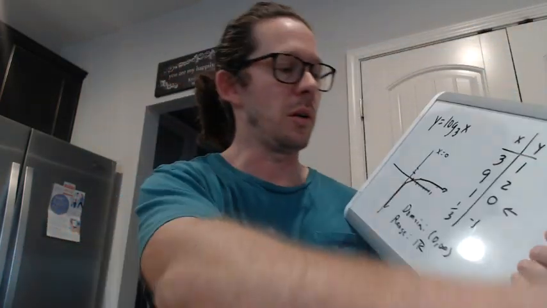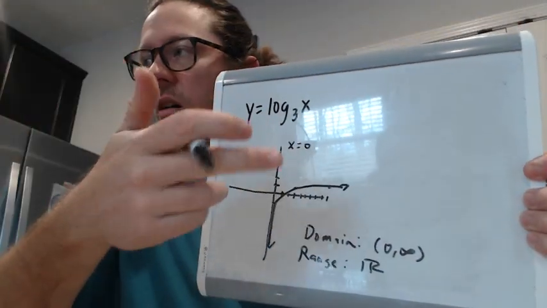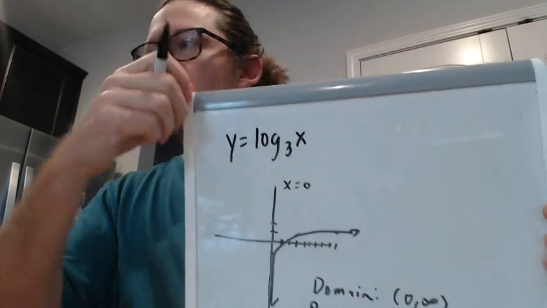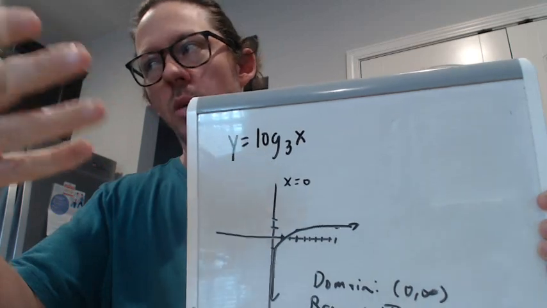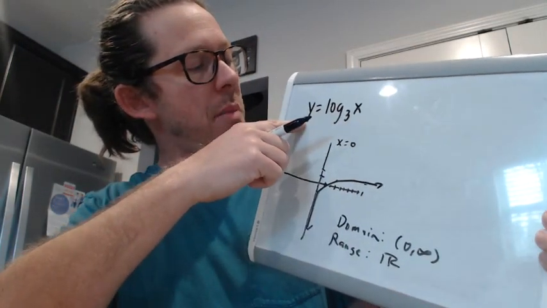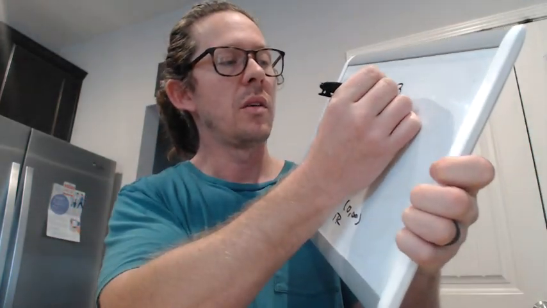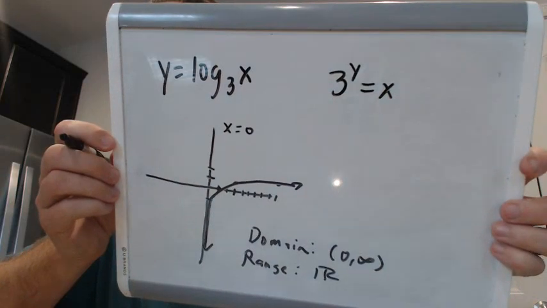Now I want to show you a little trick. Watch this. Okay, here's a little trick. If you take this function right here, this logarithm, and you're like, man, I just really don't like logarithms. I'm going to take this logarithmic function. If you switch it to an exponential, you can actually get these same points. So watch this. The base is 3, right? So we say 3 to the y power equals x. So watch. 3 to the y power equals x.